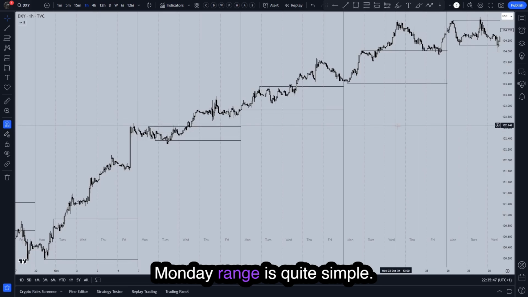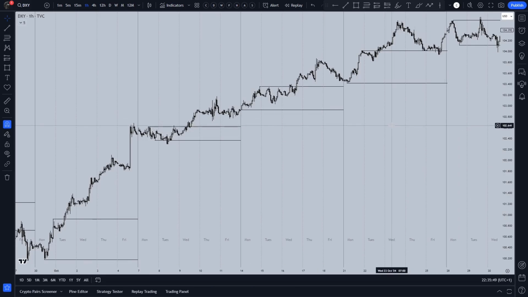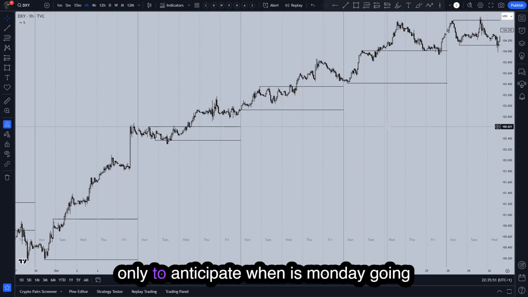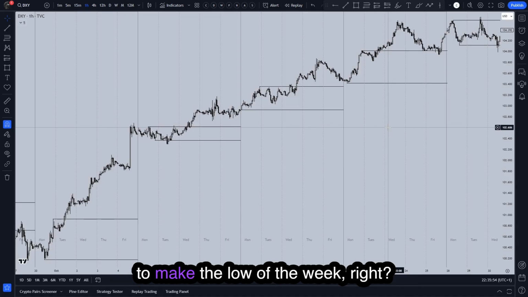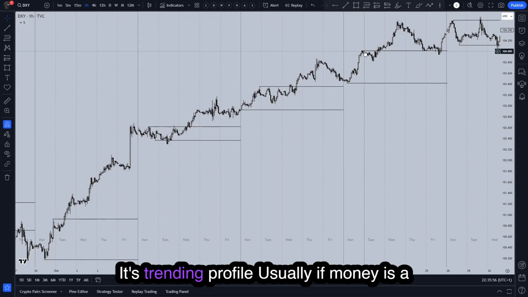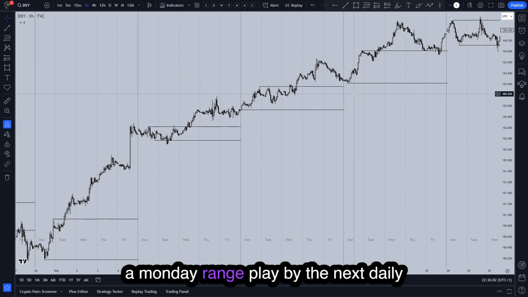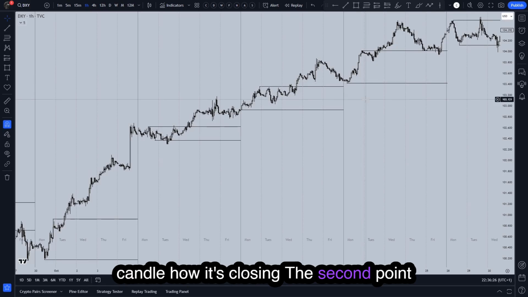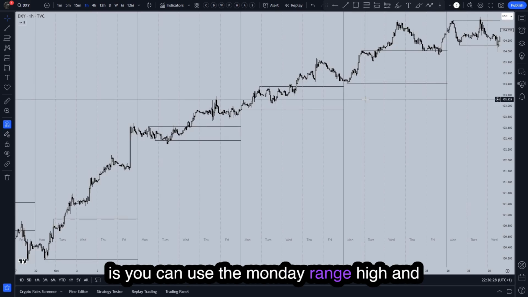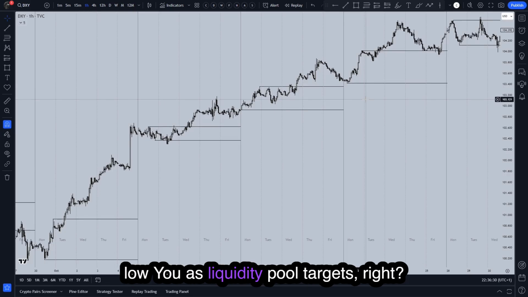Monday range is quite simple. You can use the Monday range not only to anticipate when is Monday going to make the low of the week, right? It's trending profile usually. If Monday is a range profile, you always want to consider a Monday range play by the next daily candle, how it's closing.